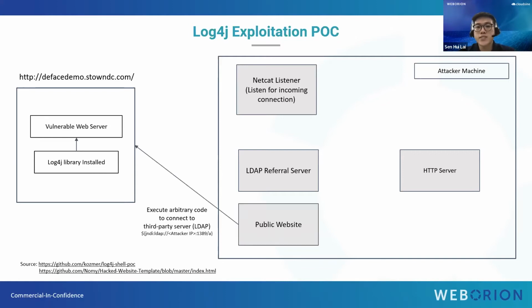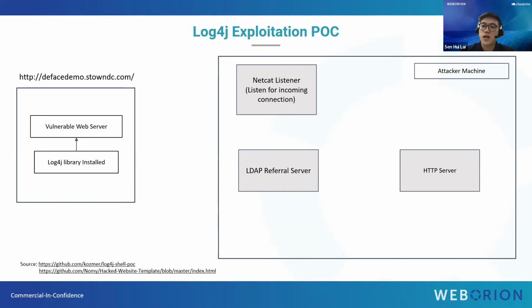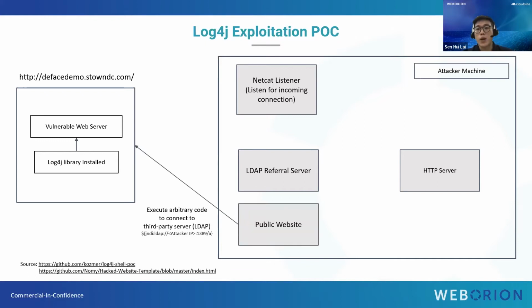Once all this is set up, the attacker can go to the public-facing website and search for this Log4j vulnerability. When it's able to do that, it can execute arbitrary code to connect to a third-party server, which is this LDAP referral server in this context. You can see at the bottom, that is the code that they can launch. Once they do that, it will create a reverse shell connection to the Netcat Listener, and then it will connect via the LDAP protocol to the LDAP referral server.